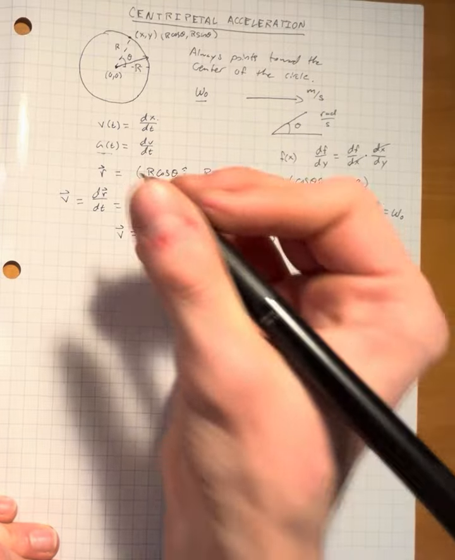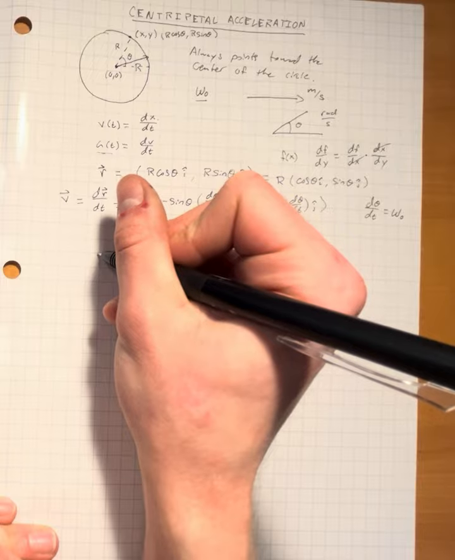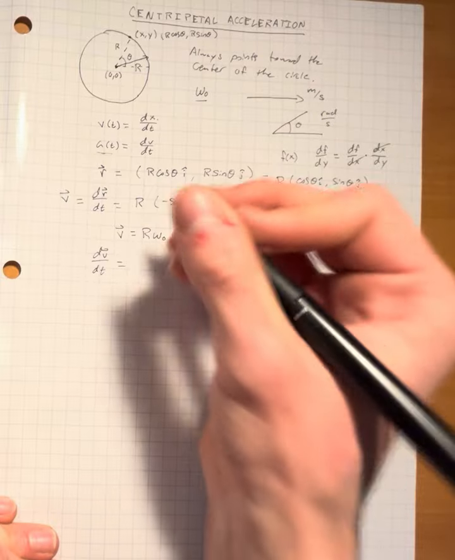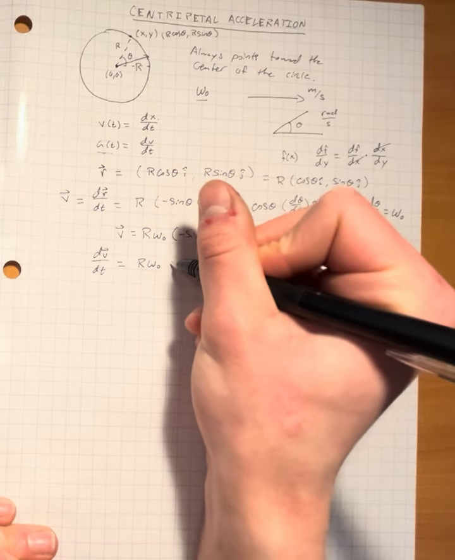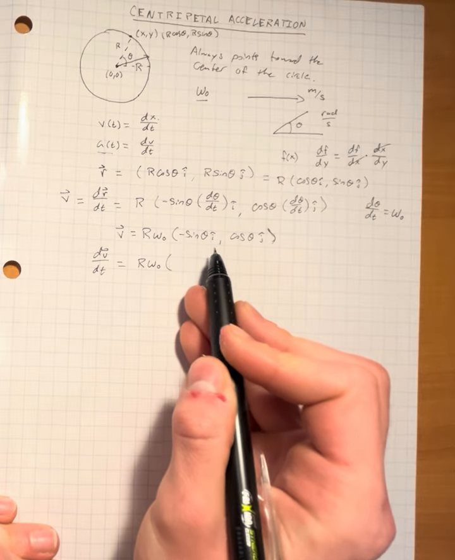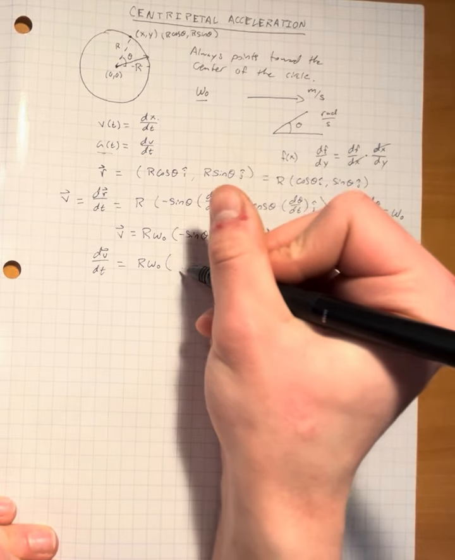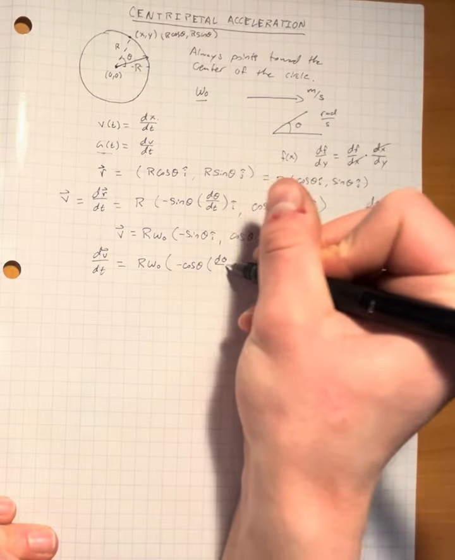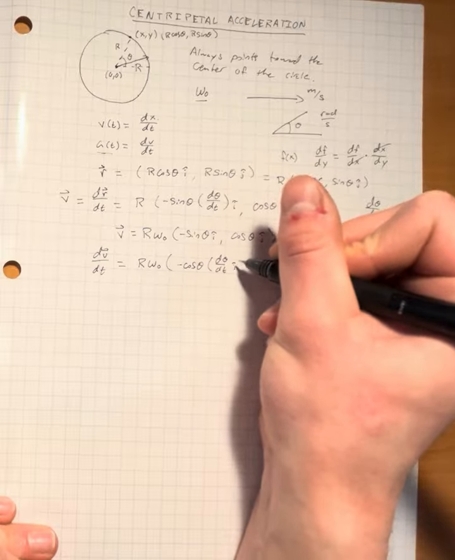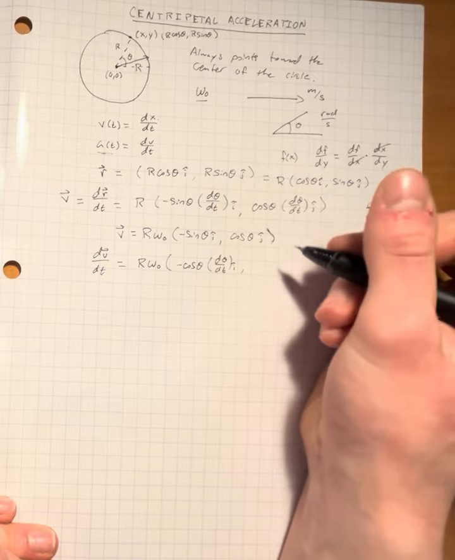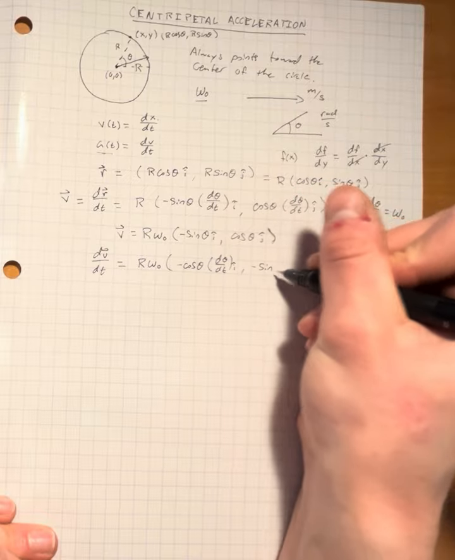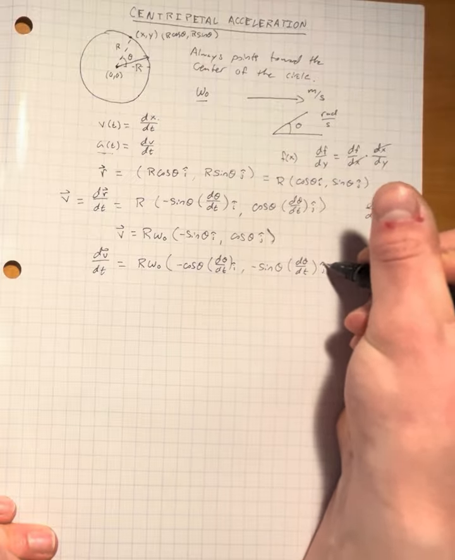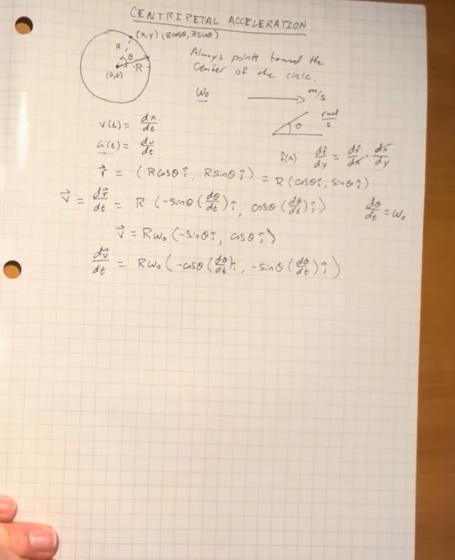So we're going to have to use the chain rule again, but we're really good at that at this point. So we're going to say that dv with respect to time is equal to, these are just coefficients, so they're going to, again, stay on the outside, r omega naught, times, now we're going to derive negative sine theta with respect to theta, which is going to be negative cosine theta, times d theta dt, i hat, comma, derivative cosine with respect to theta is negative sine theta, d theta dt, j hat. And that's my acceleration.